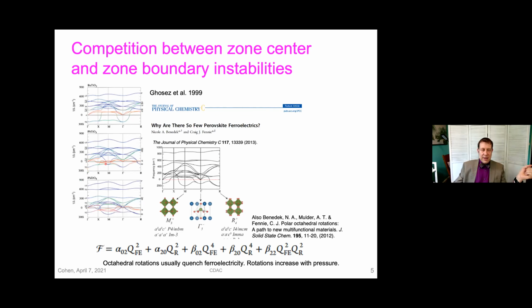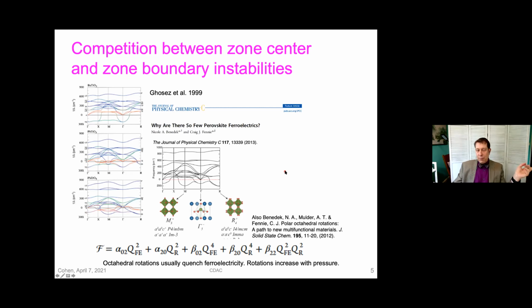And these instabilities at the zone boundaries are related to rotations of the octahedra. And in some materials like lead zirconate, the rotations are more unstable than the zone center mode. So they tend to form what some people call antiferrodistortive structures, where you have a rotation of the octahedron. And then in lead titanate, you have more likely a ferroelectric, and similarly in barium titanate.